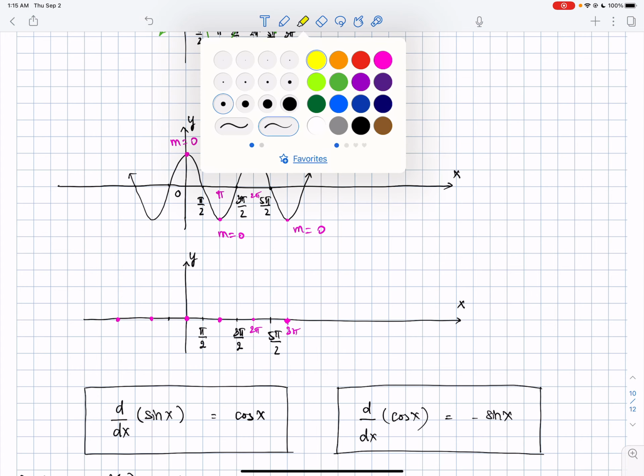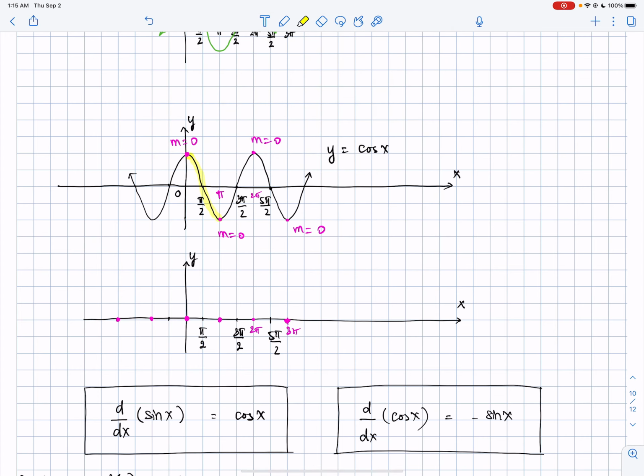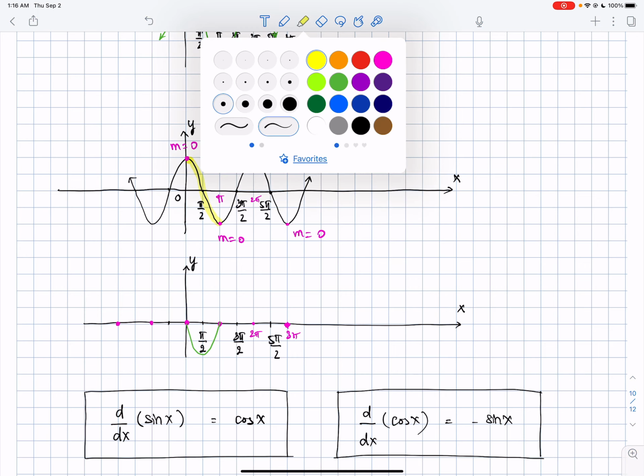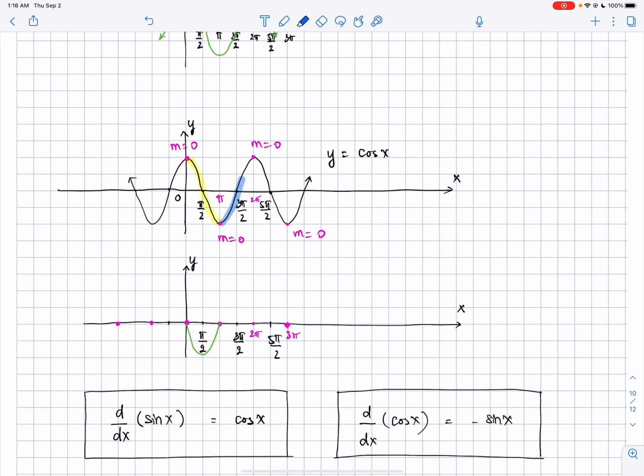Now we do a similar job. Let's look at the yellow piece. From 0 to pi, the tangent line is in the negative direction, so the slope is negative, so we will draw it below, from 0 to pi. And look at the blue piece. The direction of the tangent line is positive, so we will draw it above. And you continue to do that, so you will get something like this.